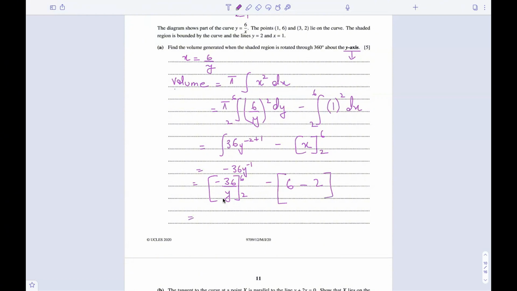Substituting 6 into the equation, we get minus 36 upon 6, which is minus 6. Substituting 2 into the equation, we get minus 36 upon 2, which is minus 18, minus 4. So minus 6 plus 18 is 12. 12 minus 4 is 8. So the total volume would be 8 pi.